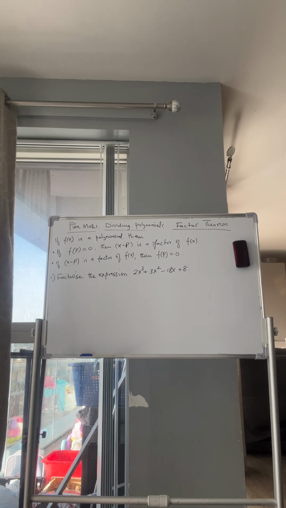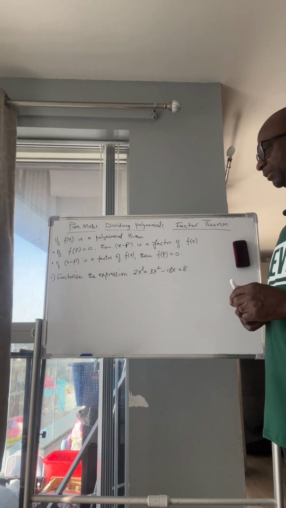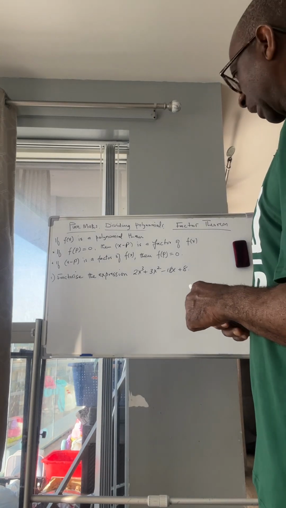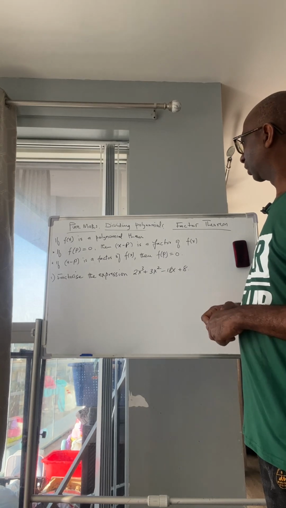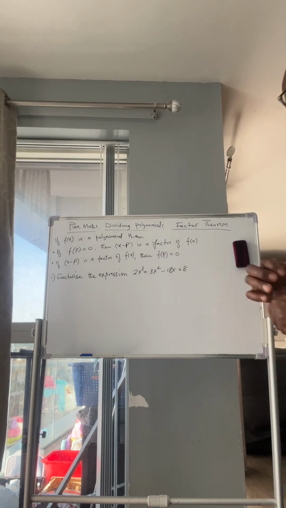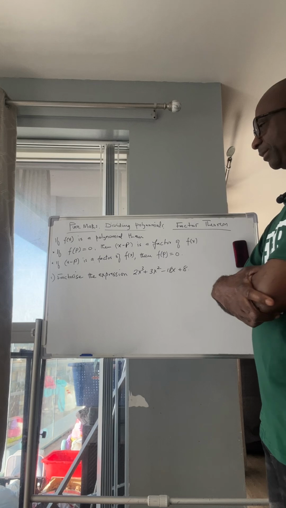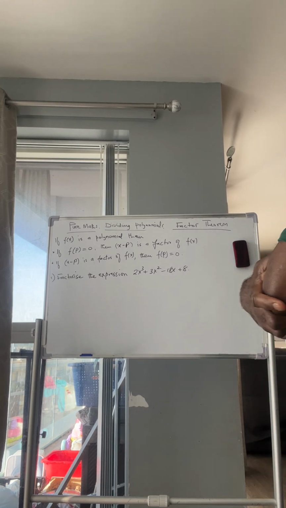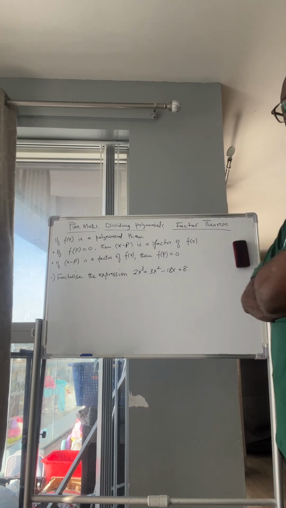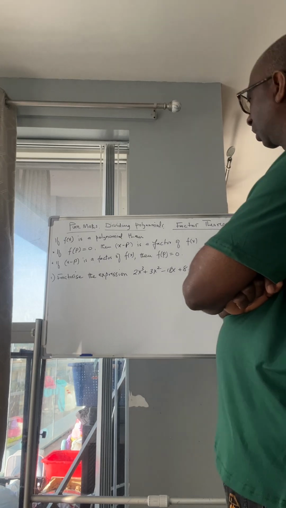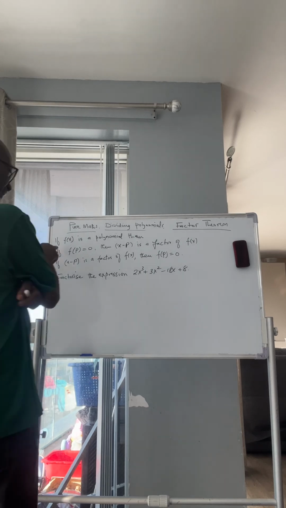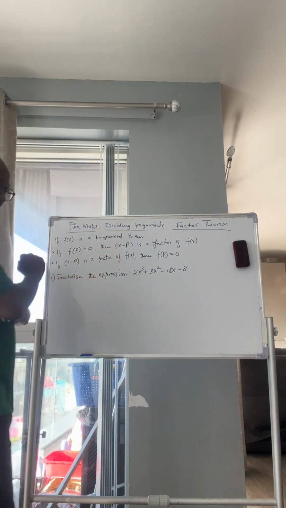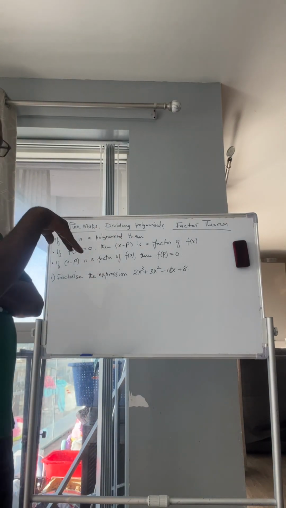The factor theorem means finding the factor of the expression that you are given. Then you'll be able to safely divide the polynomial. So the factor theorem has got 2 rules. One of them is, provided that the function f of x is a polynomial. We already defined what a polynomial is.